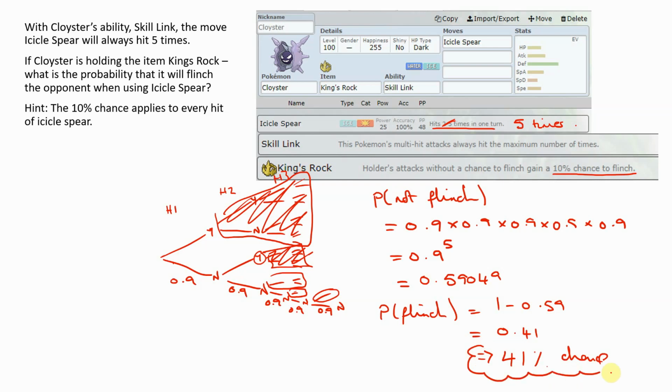I mean, it's not as good as the misinformed maths we did of just times-ing 10% by 5, but it's a lot better than having just 10% with the ability, with the item. So the item and the ability and the move all link together really well to make Cloyster, which wouldn't generally be a very good Pokemon without these 3 things going together, a really big threat.